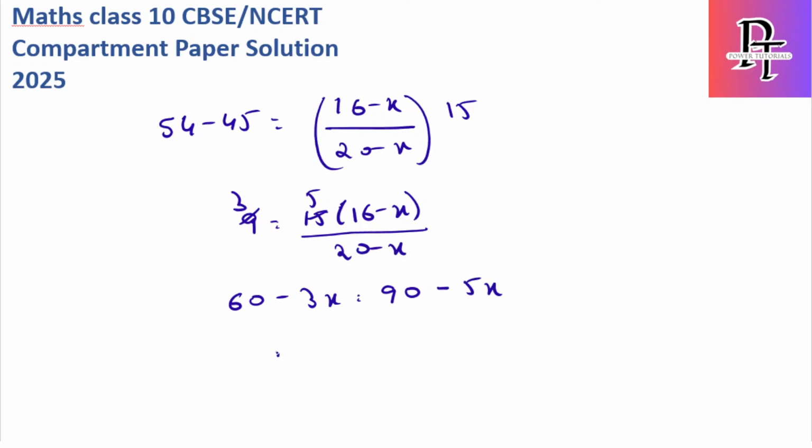If you move 5x to the other side, you will get 5x minus 3x is equal to 90 minus 60. So 5x minus 3x is 2x, which is equal to 30, and so I will get the final answer, x value as 50.